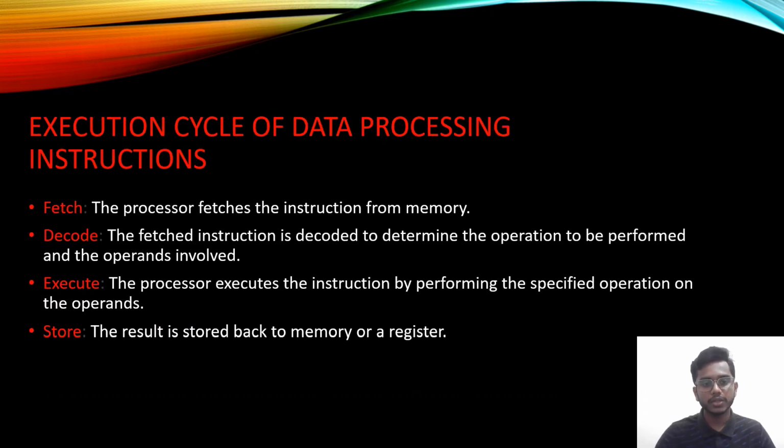Now coming on to the execution cycle of data processing instructions. There are four types of execution cycles. They are fetch, decode, execute, and store. The processor fetches the instructions from the memory in stage 1, and in the next stage, the fetched instruction is decoded to determine the operation to be performed and the operands involved. And in the third stage, which is execute, the processor executes the instructions by performing the specified operation on the operands. And in the last, the result is stored back to the memory or a register.